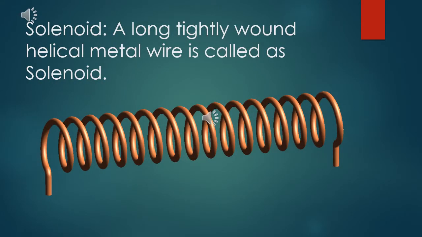For calculating magnetic field intensity, let us see first of all what is a solenoid. So what is a solenoid? Solenoid is a long tightly wound helical metal wire which is called a solenoid. ये copper wire होता है जिसको हम again and again twist करते हैं और इस तरह का structure बनाते हैं, and when we pass current through it, magnetic field is generated in the solenoid.